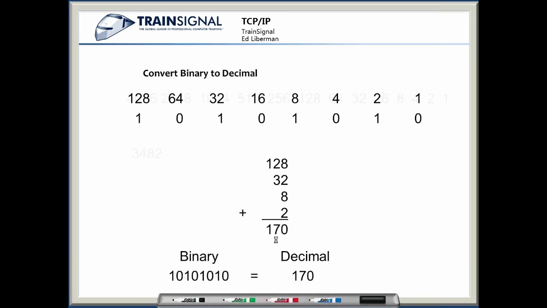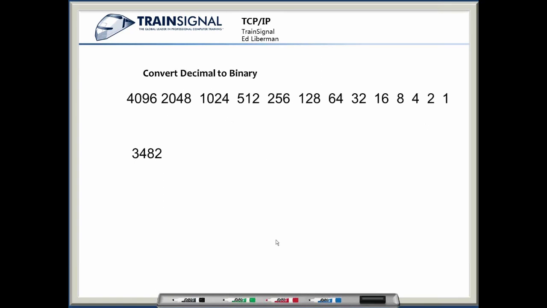Now, most people don't find this to be the more difficult process. What they do find to be the more difficult process is the other way around, converting a decimal number to binary. Right? It's not that hard to just put a bunch of 1s and 0s and just add up all the columns where there's a 1, right? But what about the other way around? Remember that number 3,482? Well, we're going to convert that to a binary number.